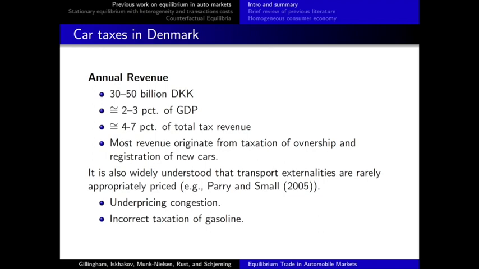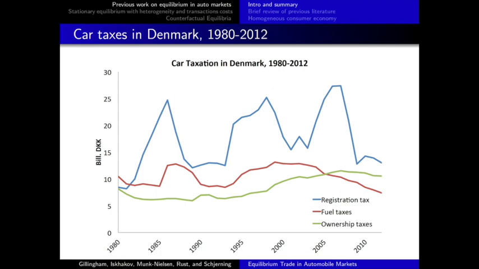Here it's widely understood that transport externalities, for instance those associated with car usage, are rarely priced appropriately. You've got several externalities associated with car ownership or car usage: congestion, and then pollution, CO2 emissions. So this might lead us to think that we have underpriced congestion and incorrect taxation of gasoline.